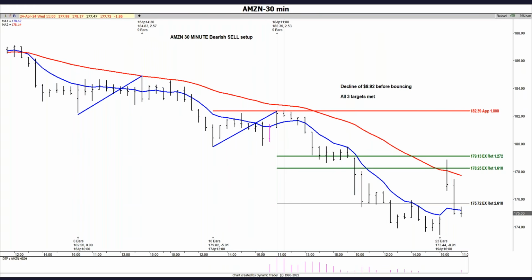This is an Amazon 30-minute chart. Yet there again, a live chart I give in the room. This was a bearish sell setup. The reason that I set up the bears on Amazon is because on our intraday charts here, we use 8 and 34. The blue 8 is below the red 34, which means this is a chart that you want to short.